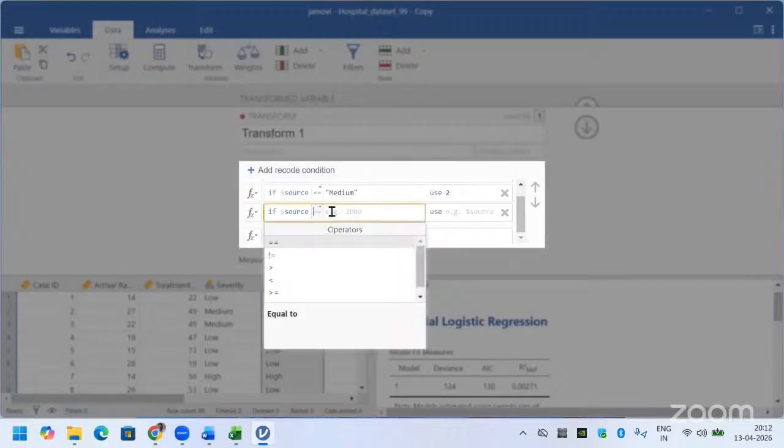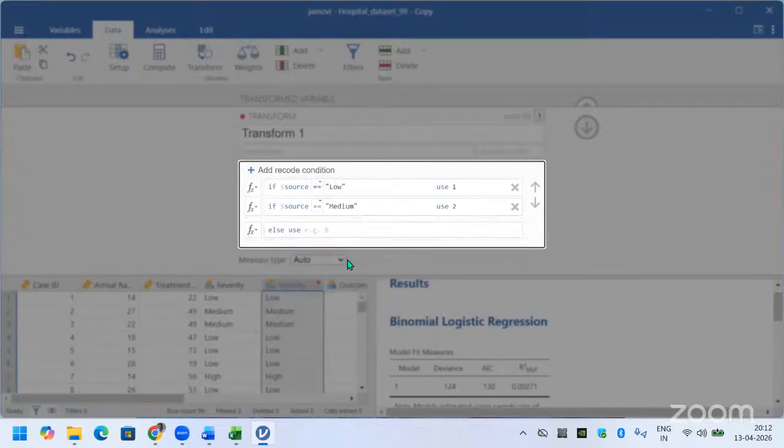So here, the third condition: if you know confidently that there are only three categories, high, medium, low, definitely you can give it as the else category here. So if you can simply tell that, I can give else 3. So that is one option.